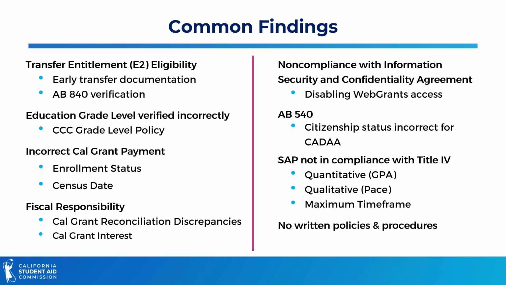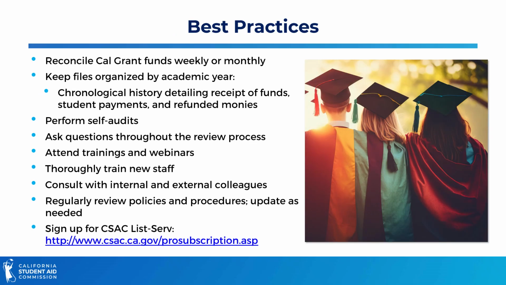Next is SAP not in compliance with Title IV, especially with AB 789 that states schools cannot have SAP policies that are more stringent than federal SAP policies. And finally, our last finding is that no written procedures and policies are written at the schools. Here are some best practices as you're administering the Cal Grant program and preparing for a compliance review.